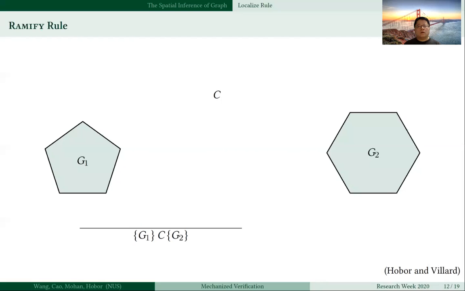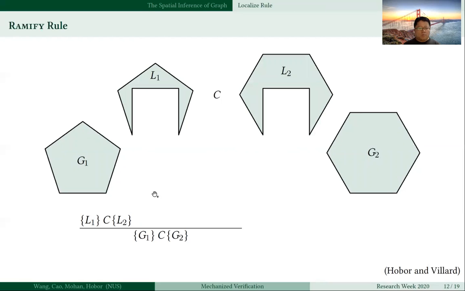To reason about complex objects like graphs, we need special spatial inference rules. Hobor and Villard propose the RAMIFY rule, which can be explained here. We want to prove the Hoare triple {G1} C {G2}, but what we have is only the local effect, {L1} C {L2}. From the frame rule of separation logic, we can attach an arbitrary frame here to make this hold automatically.